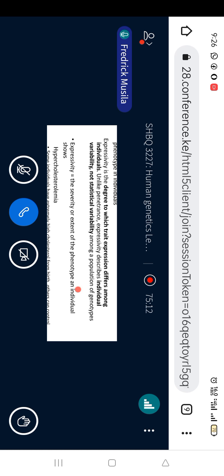Now we have another factor which also affects the Mendelian phenotypic ratios, known as expressivity, which is very similar to penetrance. Sometimes the same genotype produces varying degrees of the phenotype in individuals. Expressivity is the degree to which a trait is expressed among individuals. Unlike penetrance, expressivity describes individual variability, not a statistical variability among a population. So expressivity is the level of expression.